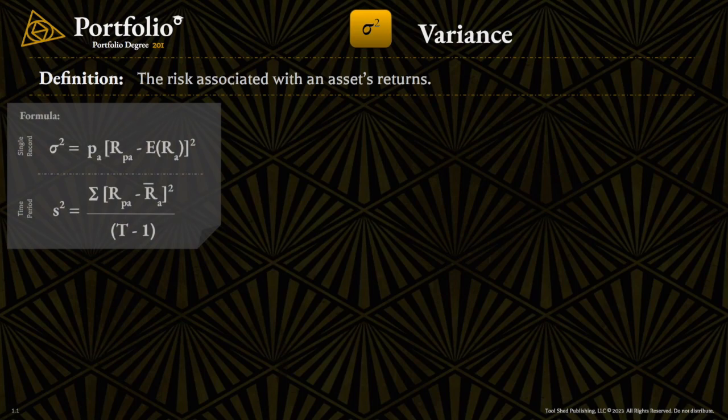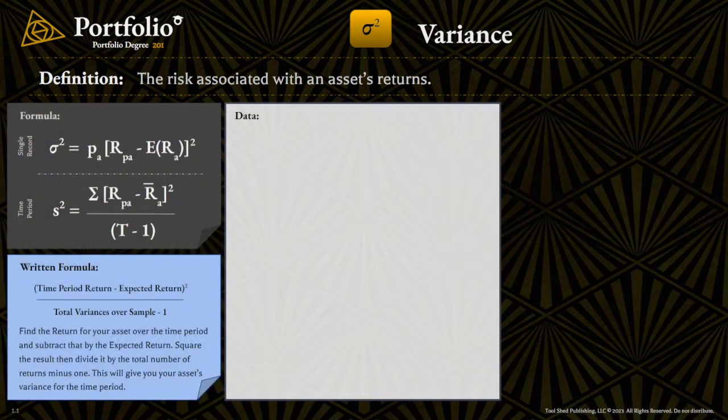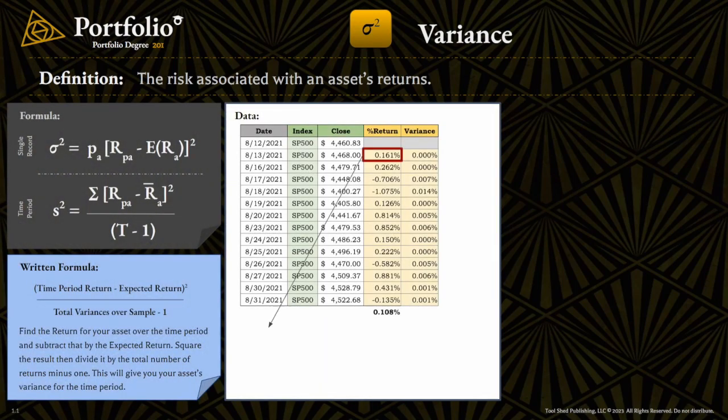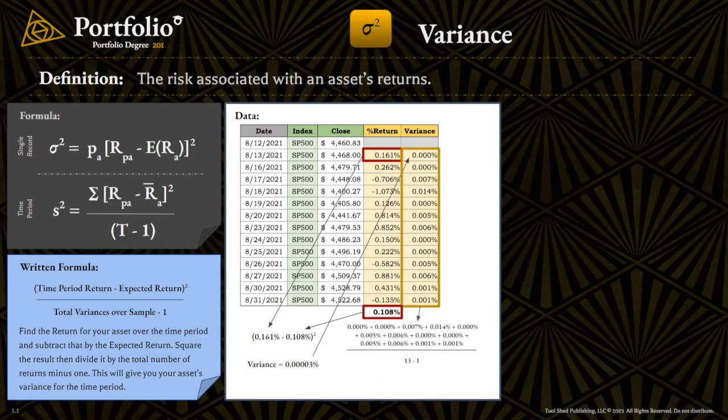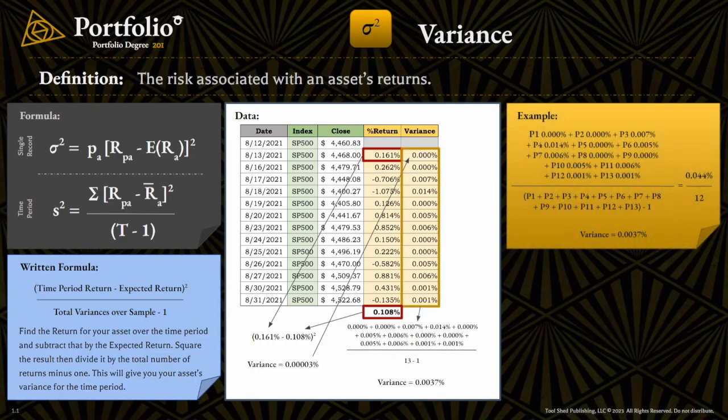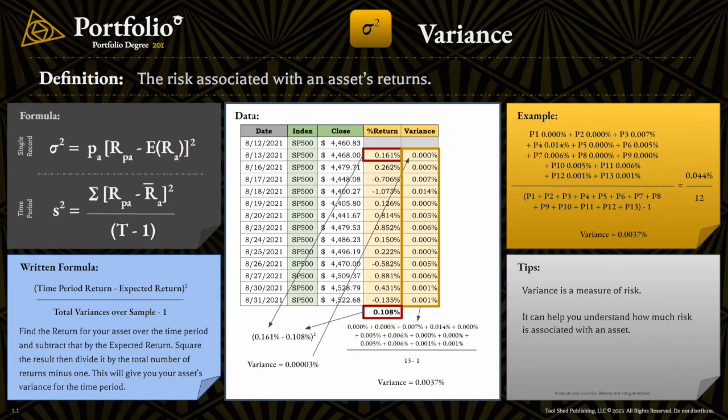Another foundational metric is variance. With variance, you're essentially taking your time period return, subtracting your expected return, and then squaring that. And then for the population, you're taking all of your variances and dividing them by the total number of records minus 1. So here's an example where you find the variance for a time period. And the biggest thing that you need to take away about variance is that it's an identifier of risk.